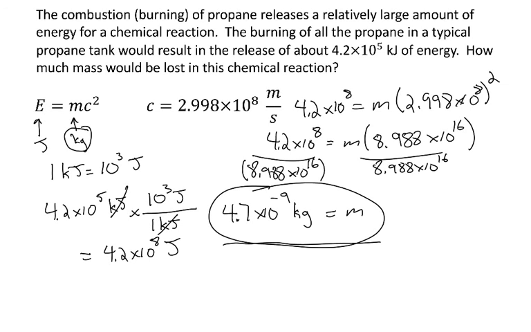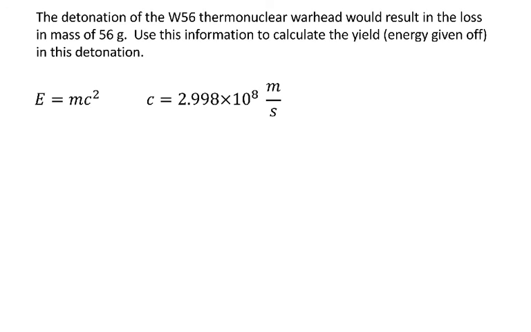All right, let's do another example. Okay, so now we're told that the detonation of a W56 thermonuclear warhead will result in the loss in mass of 56 grams. And so we want to use this information to calculate the yield of this bomb. And the yield just means what is the energy given off.